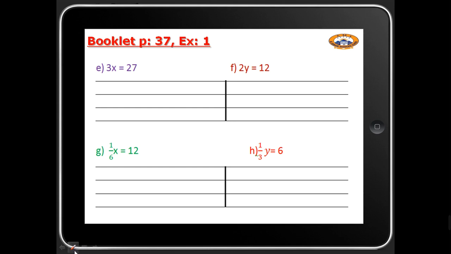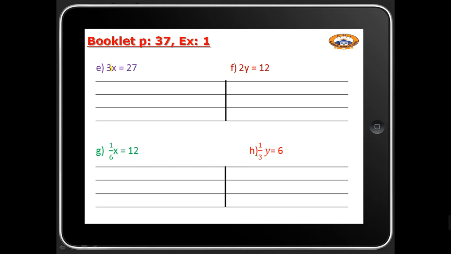3x equal 27. This is not a normal 3x, this means 3 and x. You don't see the operation, but this means that there is a multiply, a small multiply here, but we cannot see it because we don't write the multiply. So 3x means multiply.